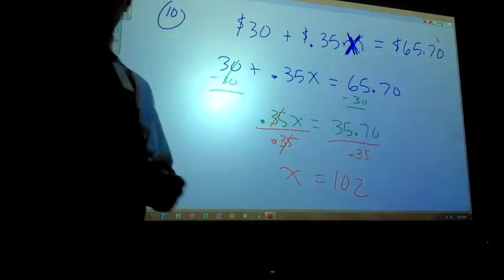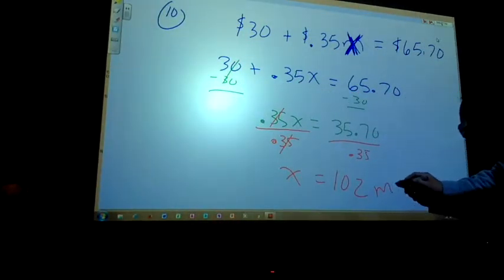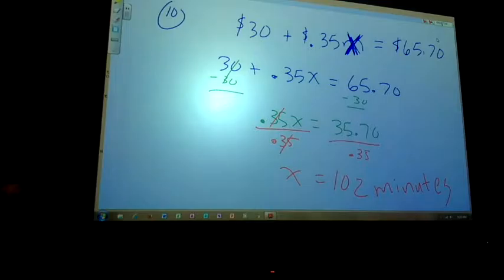What does that 102 represent? How many minutes we've used, right? Is there a dollar sign on the 102? No, because you're just saying how many minutes you've used on your cell phone.